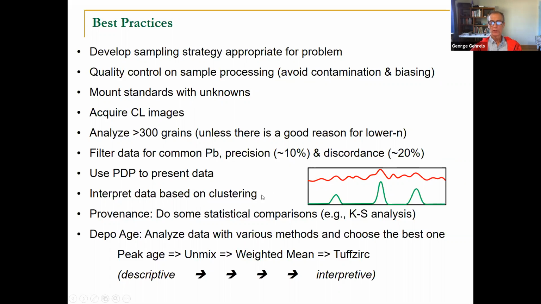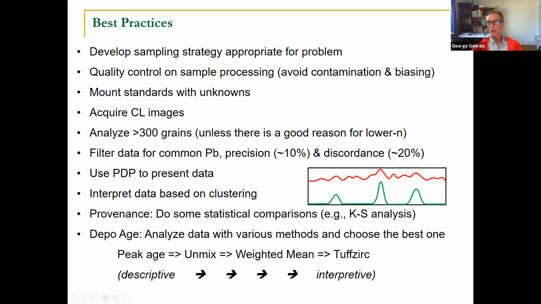Interpret data based on clustering, and this is kind of a visual thing, just how many analyses overlap and how good is that overlap, degree of overlap. There's no really good method that we have yet for a clustering analysis. I hope we can do that someday. Do statistical comparisons. If you're doing max depo age, I would advocate for doing all 4 of the methods that we presented, and there are some new ones that have come out just this year.